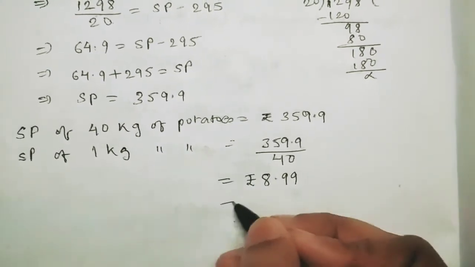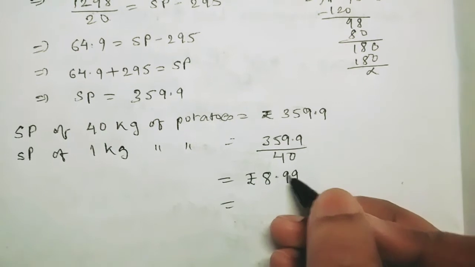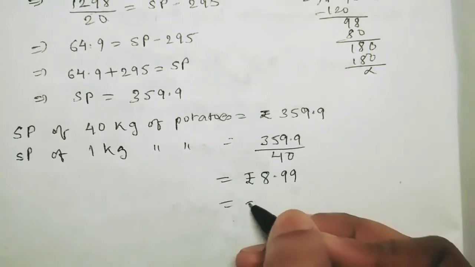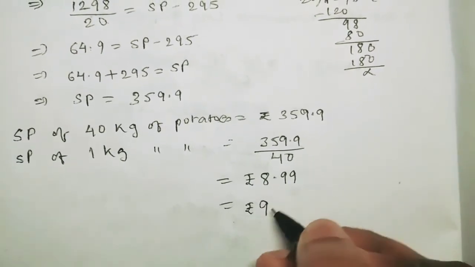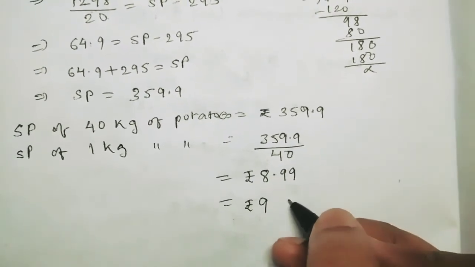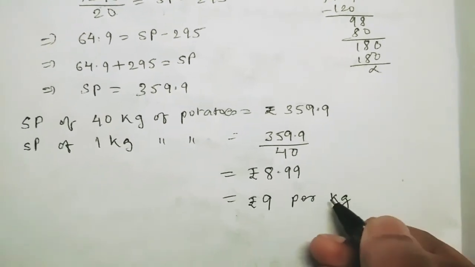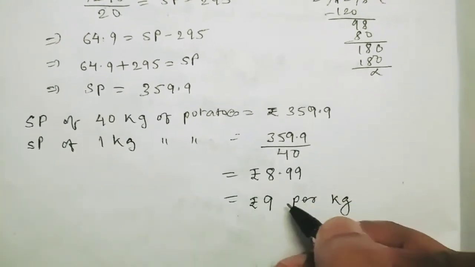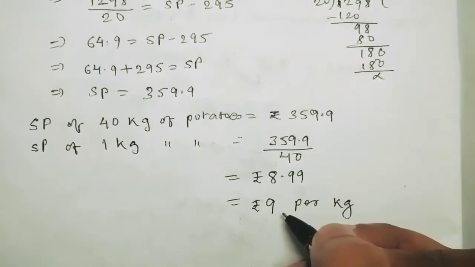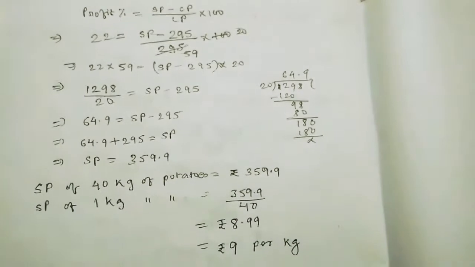Okay, so finally when you round it off, 8.99 we can write as 9. So 9 rupees per kg. So this is the answer. Per kg means 1 kg. So the SP of 1 kg of potatoes is rupees 9. Understood? So this is the calculation of this question. Understood?